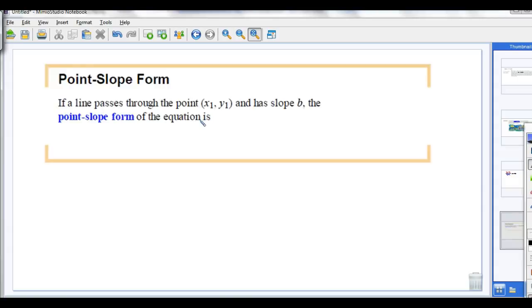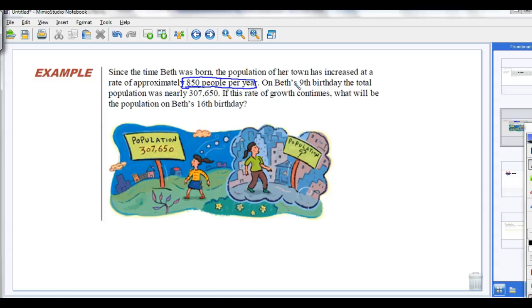Now let's go back and look: do we know any point on our line? Do we know at any time how old she was and how many people were around? Well, we know that on her 9th birthday there were this many people. So we can choose 9 and 307,650 as our point, and I'm going to try and separate this out when I write it out. This is going to be one point on our line.